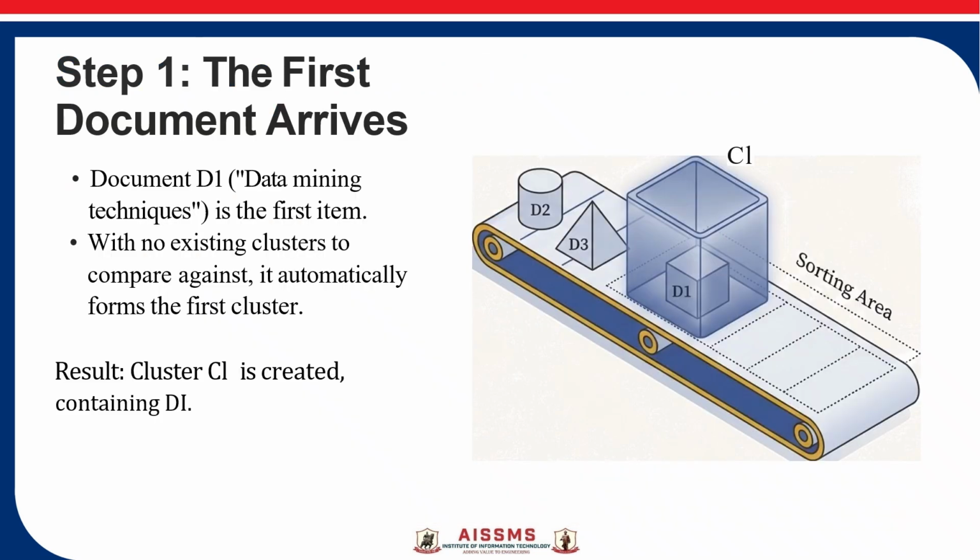Step 1. The first document arrives. When our first document, D1, data mining techniques, enters the sorting area, the process is straightforward. Since there are no existing clusters to compare it against, the algorithm automatically creates the first cluster, cluster C1, and places D1 inside it.